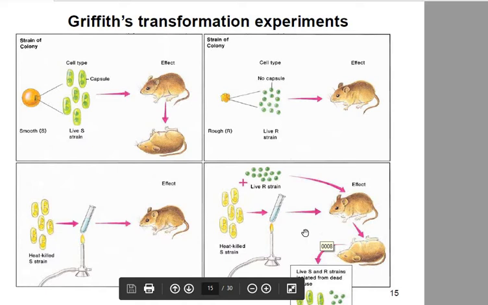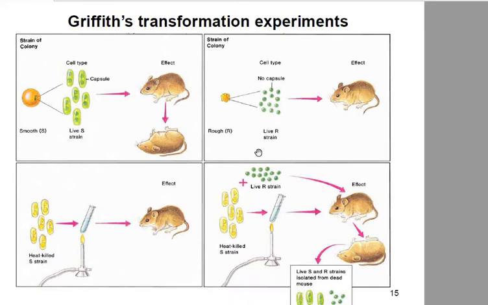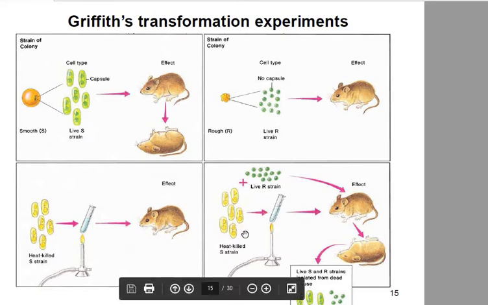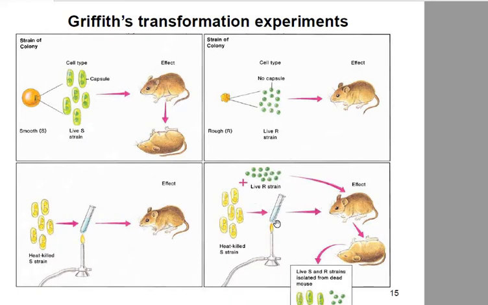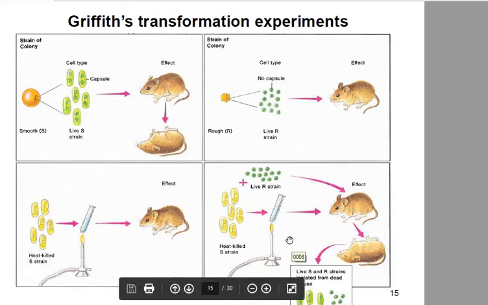What is it that is causing the live strain to transform, okay, into a virulent strain? Because initially it wasn't able to cause disease, but when it was added to the heat-killed S strain, it is now beginning to cause disease. So the question was, what is causing this live R strain to cause the disease? Okay, so that was the question.